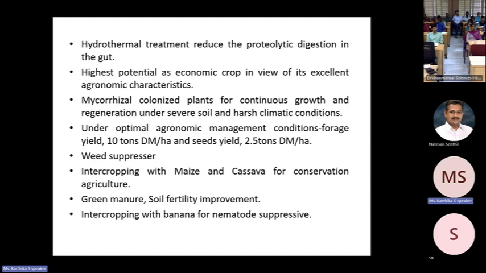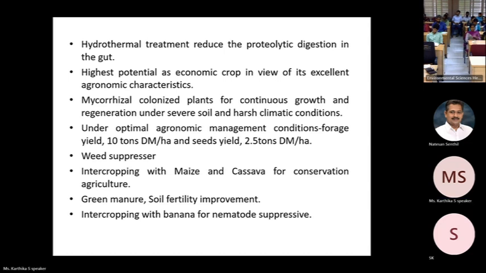Water efficiency, only a small herb or something like that. So yield also 10 tons per hectare, dry matter basis, and seed about 2.5 tons per hectare. So it is a weed suppressor, just like an allelopathic effect, whatever comes from the shedding leaves or from the root, the biochemicals will suppress certain weeds, but not affect the ecosystem or environment. Intercropping, you can use it with maize and cassava for conservation agriculture. You can use the intercropping, green manure, soil fertility improvement, and the intercropping with banana for nematode suppression.